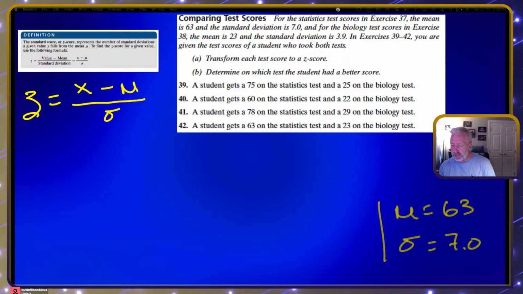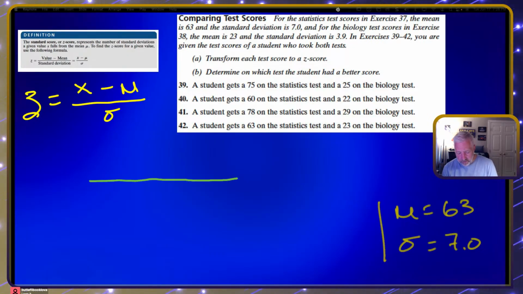In exercises 39 through 42, you are given the test scores of a student who took both tests. So we've got a randomly selected student that took both tests. Again, I'm only working with the math scores here. Transform each test score to a z-score. Determine on which test the student had a better score. Let me draw a picture here of the normal curve, which we haven't gone into detail about. We've only talked about the empirical rule. And let me just draw the horizontal for it.